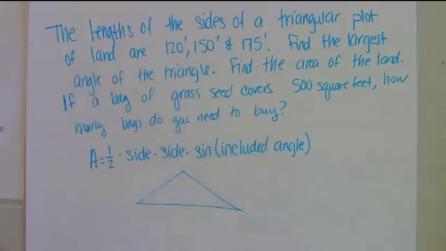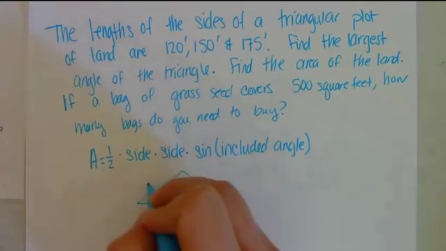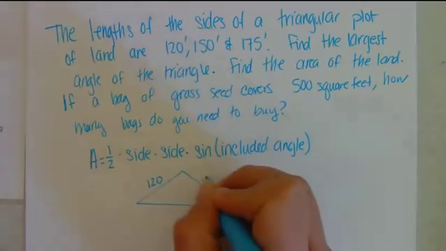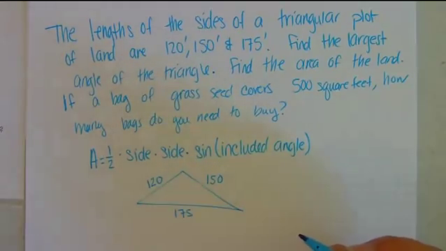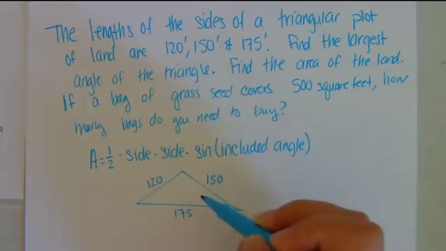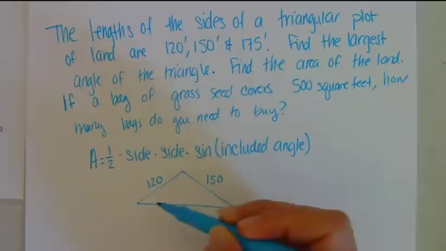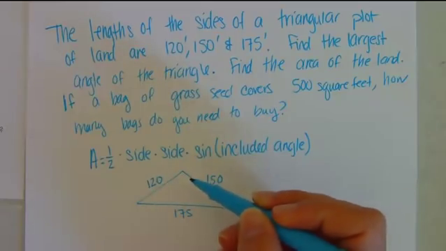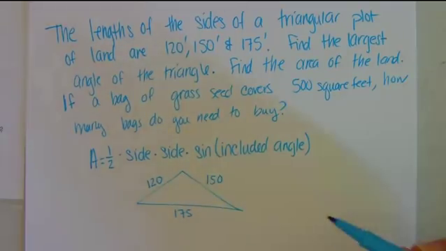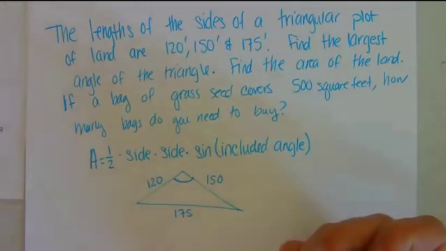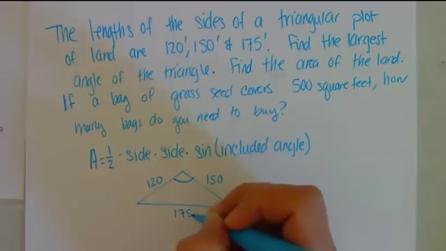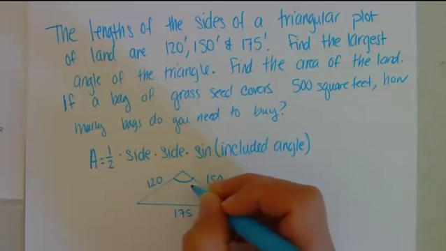Okay, so we have sides of 120 feet, 150 feet, and 175 feet. So what we need to do is find the largest angle. Do you know what the largest angle is? Is it the one across from the 120, the one across from the 150, or the one across from the 175? Now it's not just because of this picture. I could have moved those sides anywhere, but it's the one across from the 175, because the bigger the side, the bigger the angle.